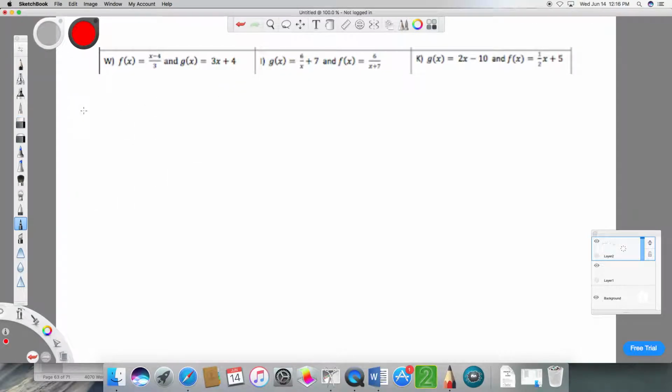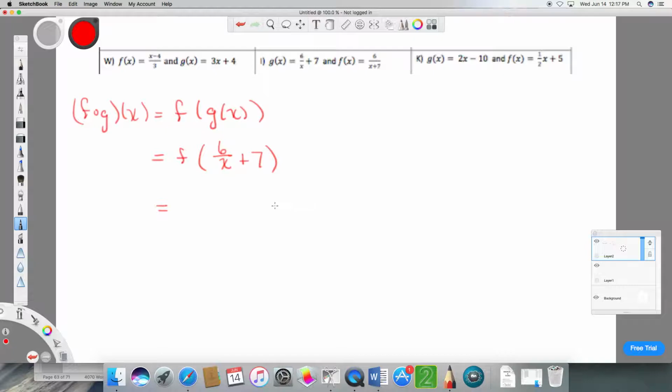So for this middle one, let's find f composed with g. This is when g is the input for f, and g is this reciprocal function here. G looks like a 6 over x. Hopefully you can read it on your paper. I'm sure you can read it. Your eyes are much better than mine.